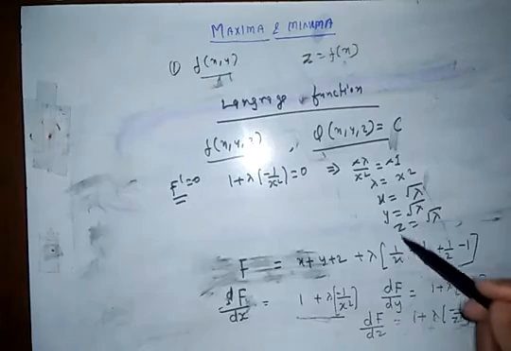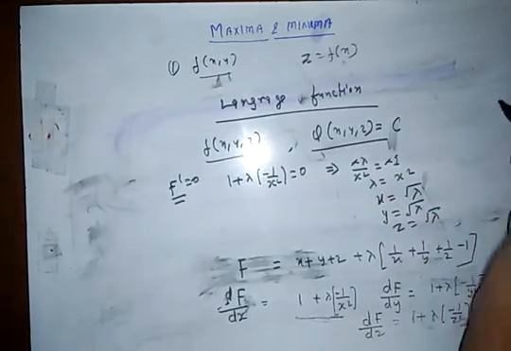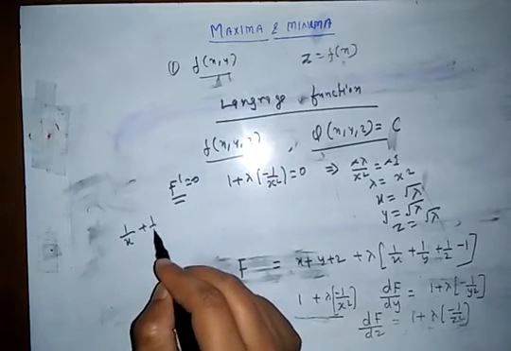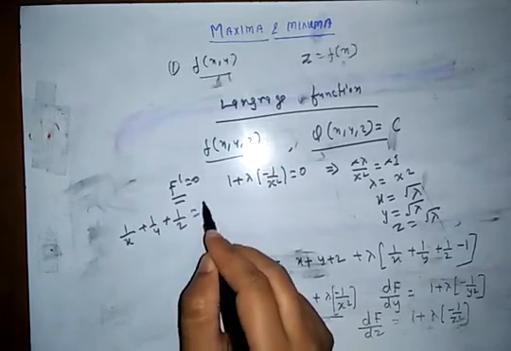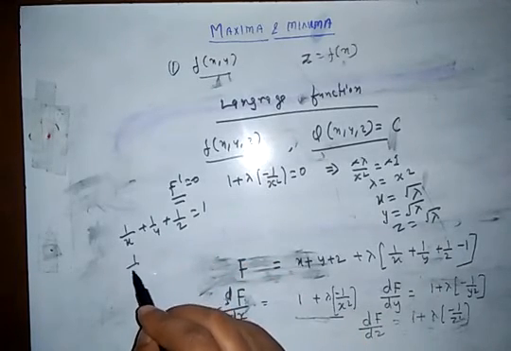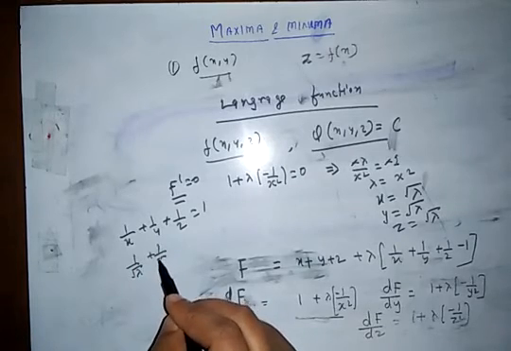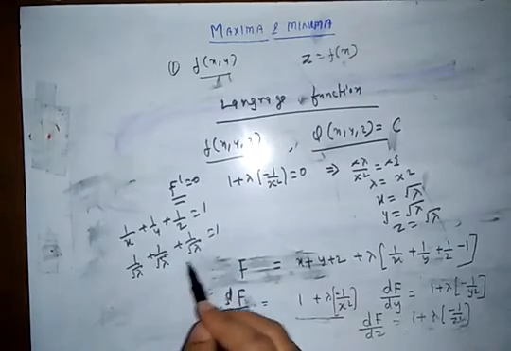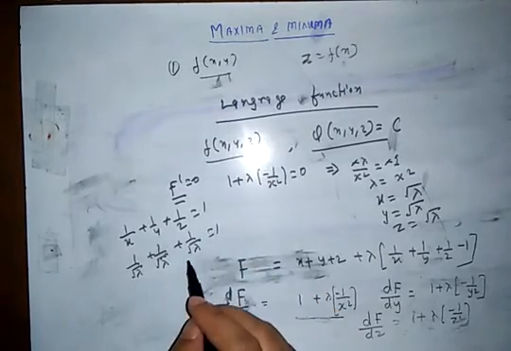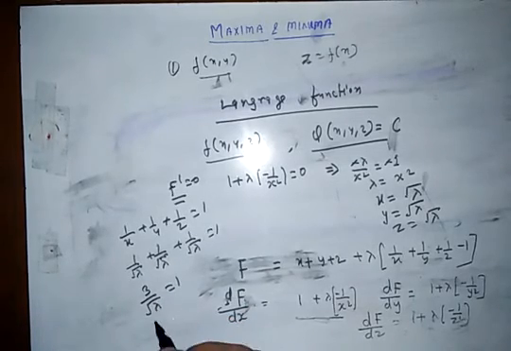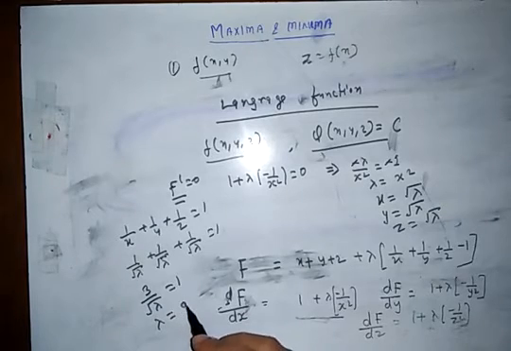So you know the condition given is 1 by x plus 1 by y plus 1 by z is equal to 1. When you put the values, you will get 1 by root lambda plus 1 by root lambda plus 1 by root lambda becomes 1. After solving, you will get the value of lambda. So 3 by root lambda is equal to 1. So lambda is nothing but 9. You will get the value lambda is equal to 9.